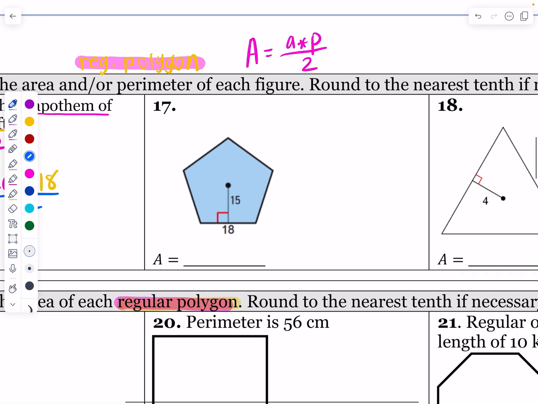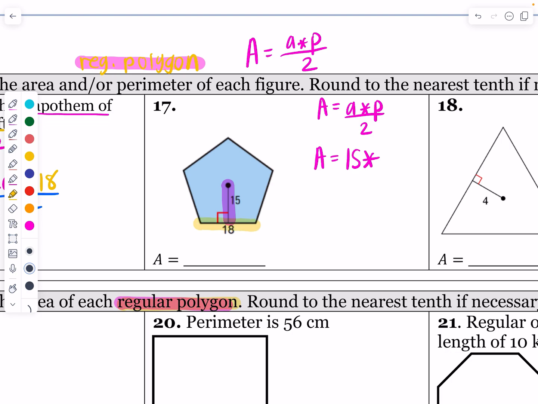All right, number 17. It's another regular polygon because we added that to our directions. So we have our apothem times our perimeter divided by 2. So what is my apothem? My apothem is going to be 15. So I get to plug that in. Area equals 15. Now we just need to calculate our perimeter. So our side length is 18. And then how many sides do I have in this shape? We'll have a total of 5 sides, all of 18 units each.